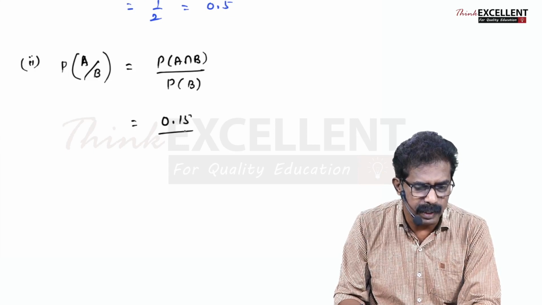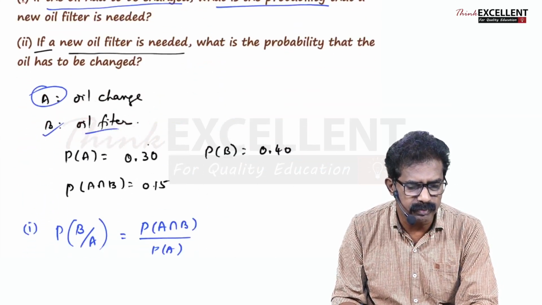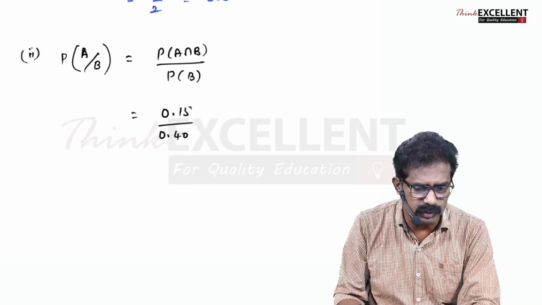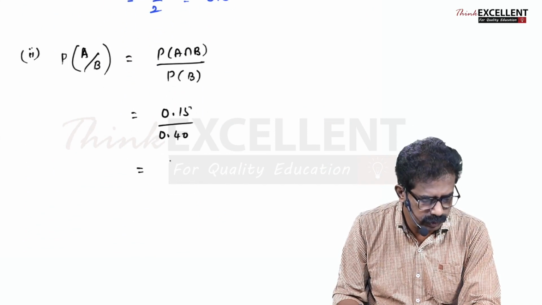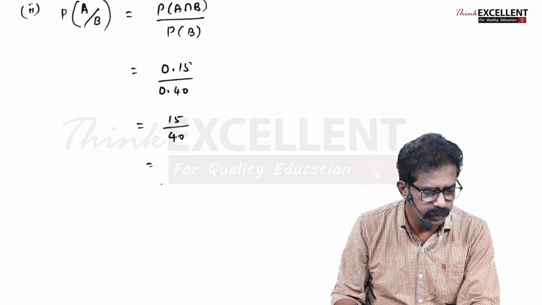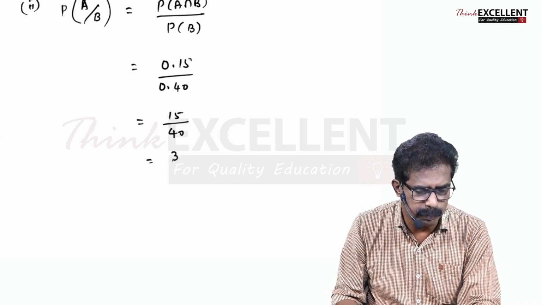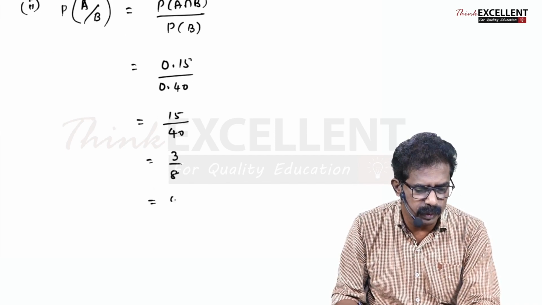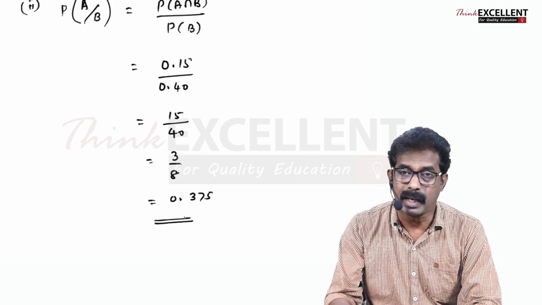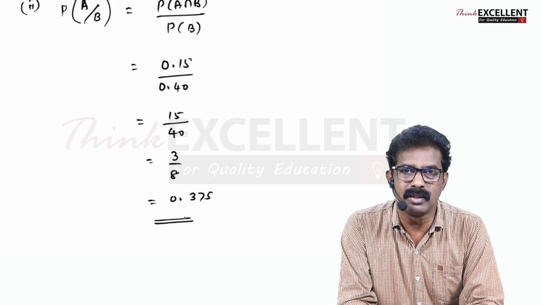P of A intersection B, what is P of A intersection B? 0.15 by P of B. P of B is 0.40. So shift 2 digits, 15 by 40. So cancel by 5 table. You are getting 3 by 8. If you divide, you will get 0.375. Okay. So practice these questions. Some more questions I'll teach in the next video.